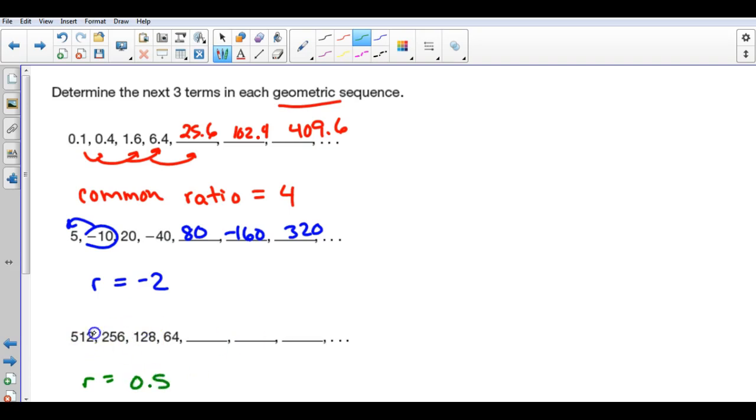So what that means you're doing is you're multiplying by a half. Most people would say that you're dividing by 2, but again, since we're using the term common ratio, I want to keep multiplying by that common ratio. So if you take 64 times 0.5, you would get 32. Times that by 0.5, you get 16, and then multiply again by a half, and you get 8. So that's just using arithmetic and geometric sequences.